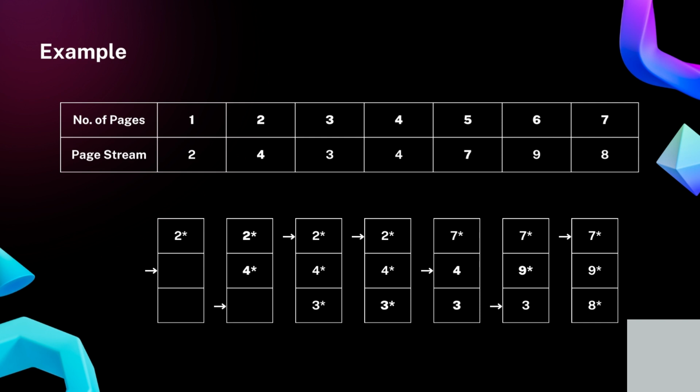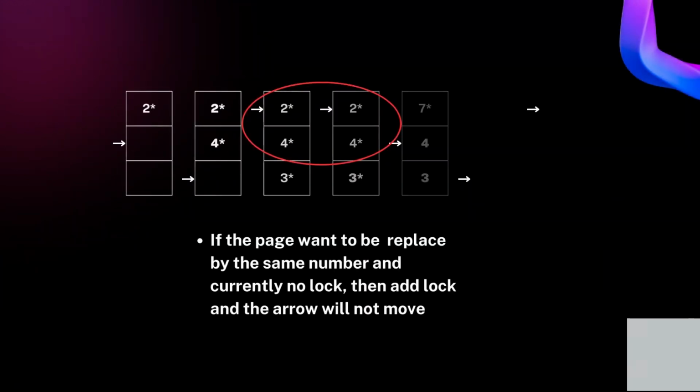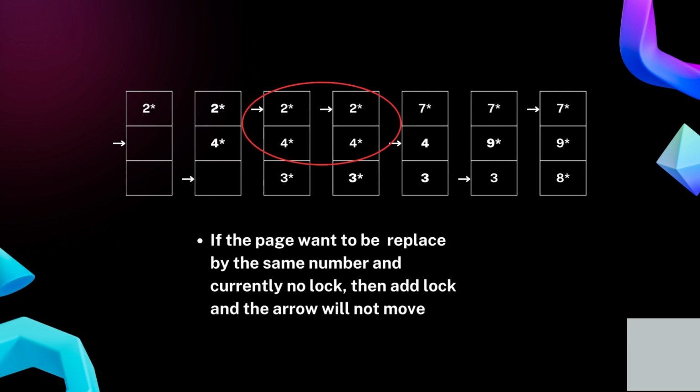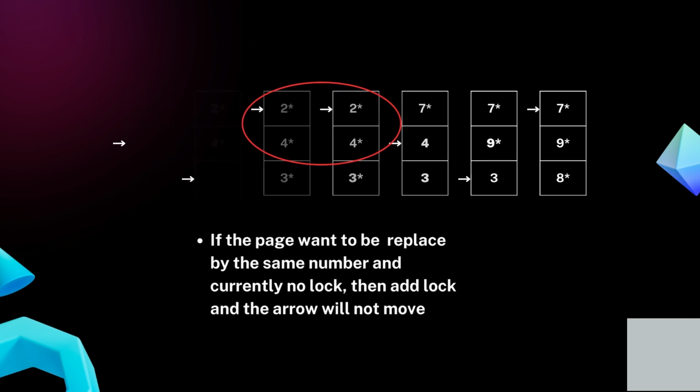Now let's delve into how it works. But before that, we need to pay attention to the arrow movement and the lock. Let us start by adding number 2 into the first frame and locking it. Then the arrow will be at the next frame, which is the second frame below the first frame. Next, adding number 4 into the second frame and locking it too. Then the arrow will move to the third frame, and the same goes for number 3. Now, adding number 4 into the frame, but it is already there. In this case, where the same number will be added, if the page is to be replaced by the same number and currently has no lock, then add the lock and the arrow will not move.